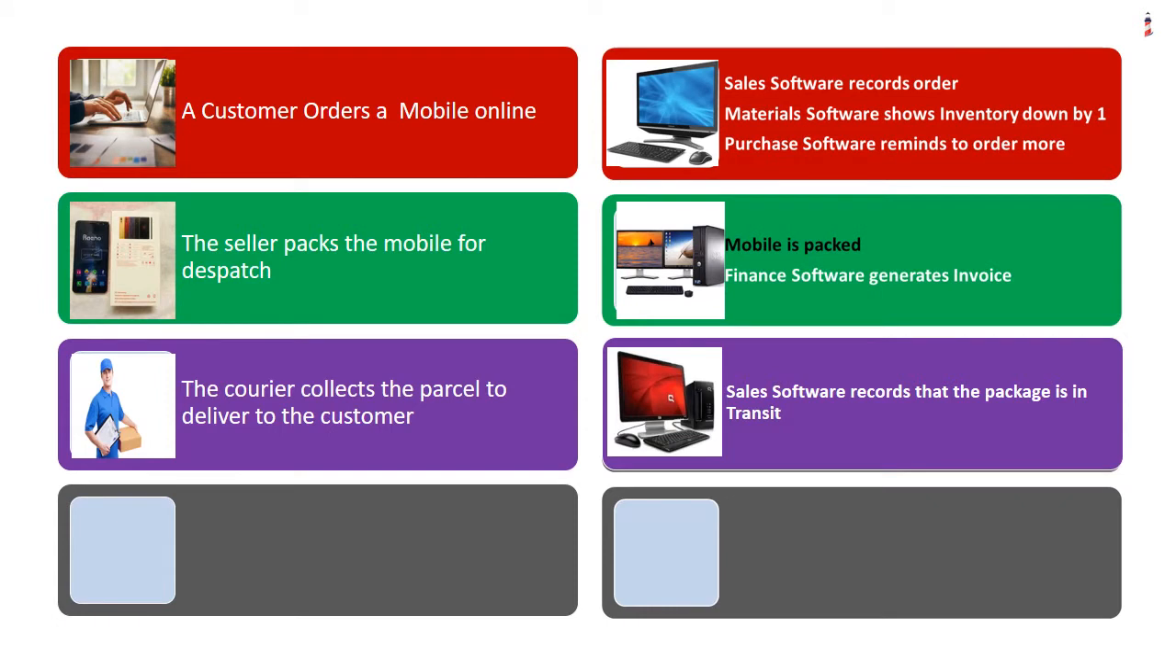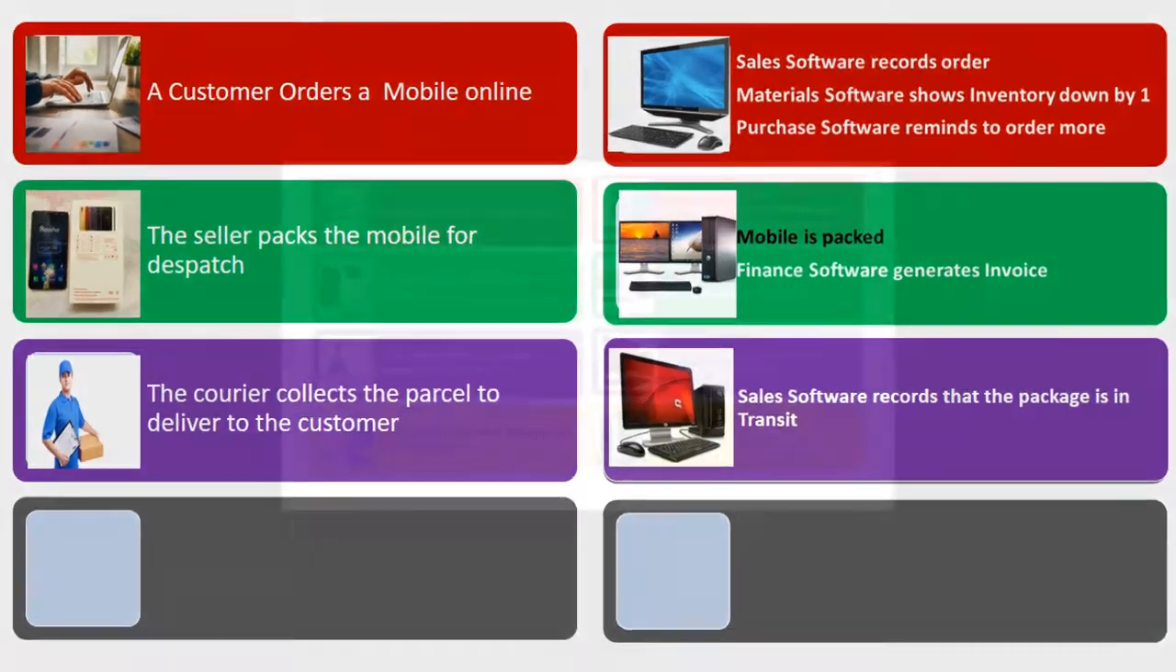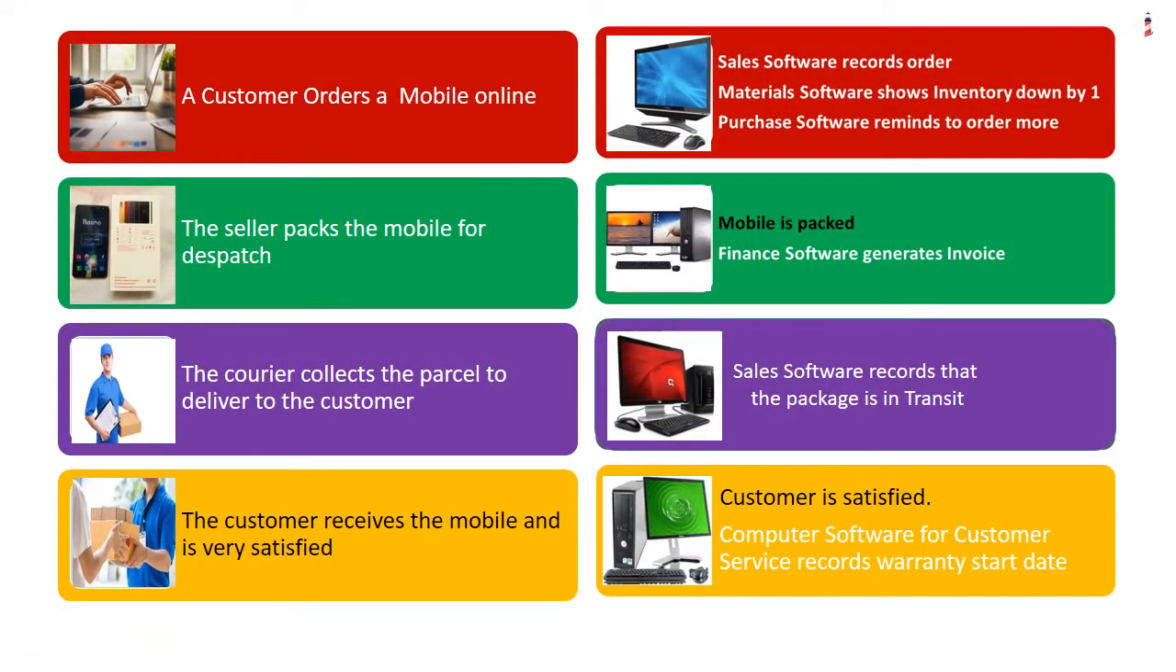When the courier has collected the parcel, sales software records that the ordered goods is in transit. From this time on, the item is outside the seller's organization. When the customer is satisfied with the delivery, the order fulfillment is complete. The status of order is changed as delivered. The customer service software recognizes the completion of sales and the warranty for the mobile is effective.